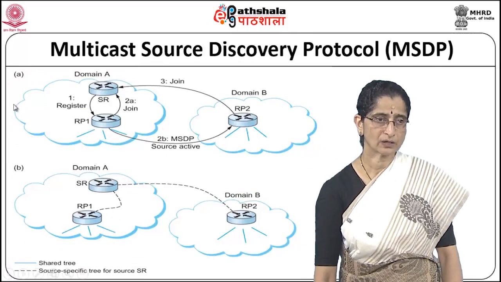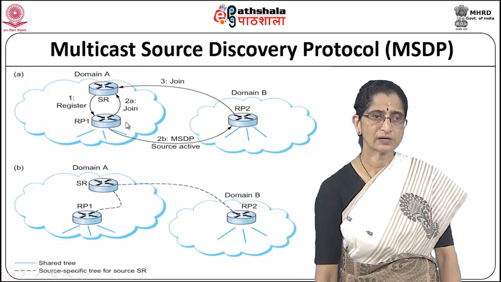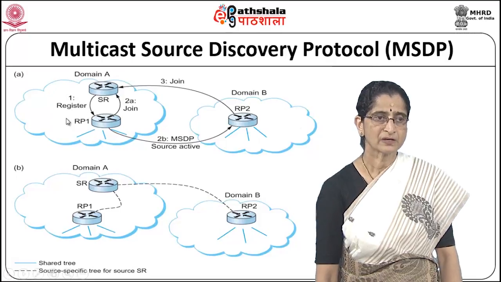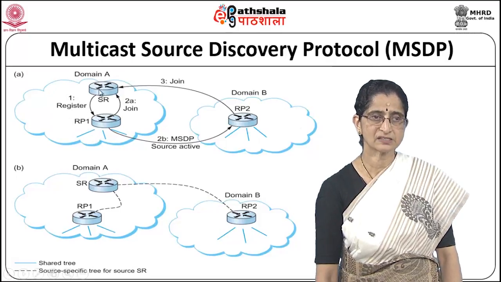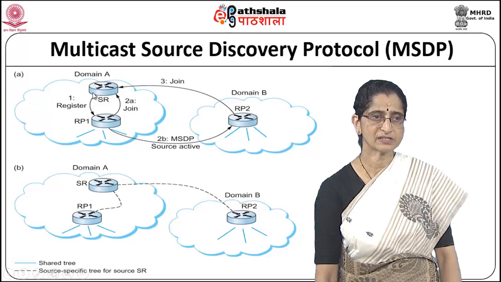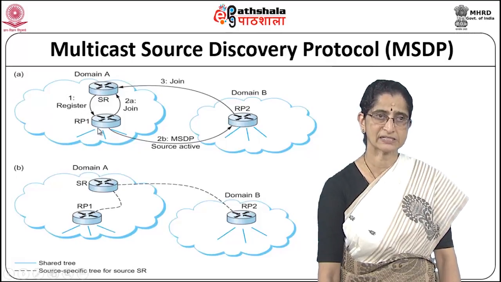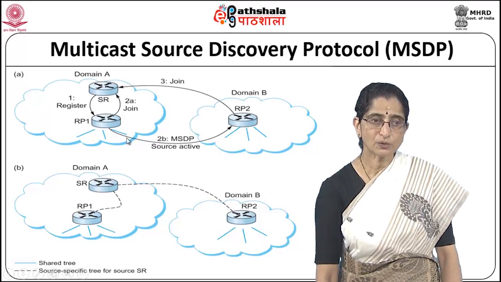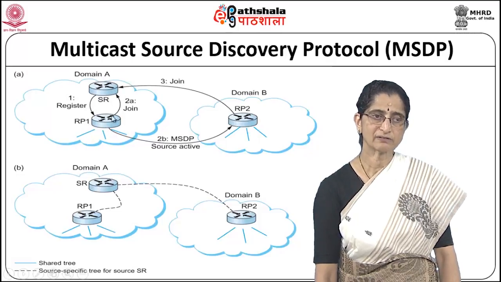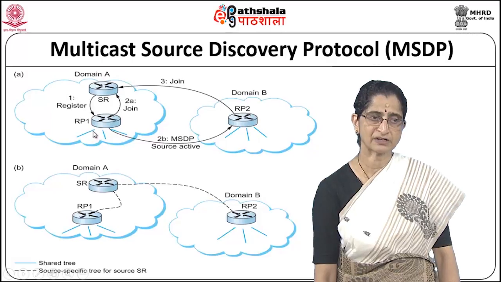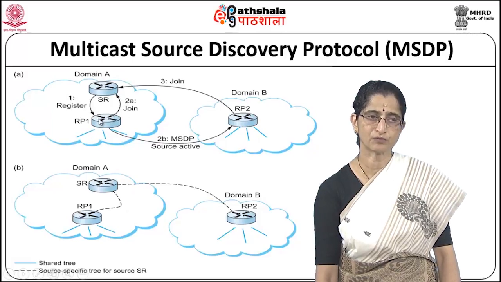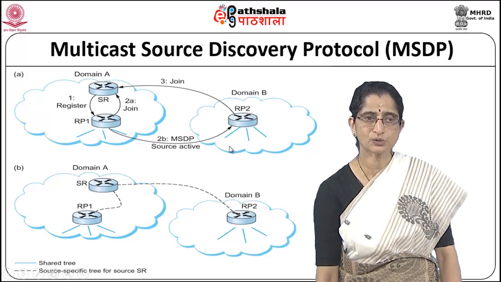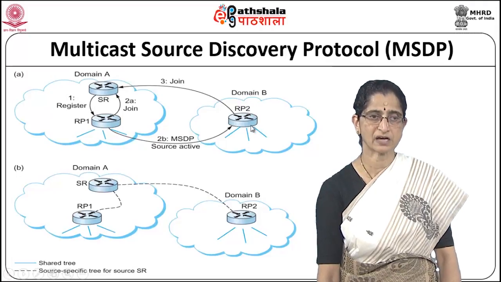So, a quick example again to understand this. Let's say this is domain A and this is domain B. For instance, let's say this is the source which is sending a message. It sends a register message to RP1 to send its data. The moment RP1 gets the PIM register message, it can send the data down its tree, right? That is the forwarding it will do. In addition to that, it now sends a source active message to domain B's RP2.